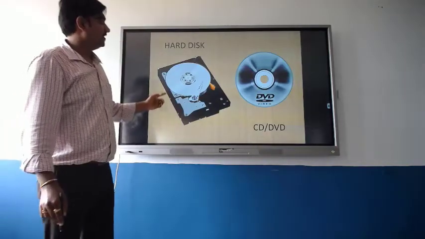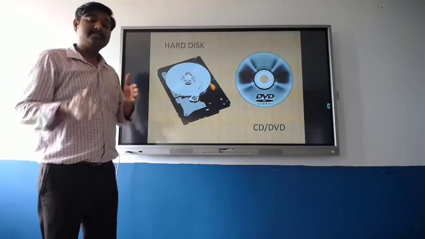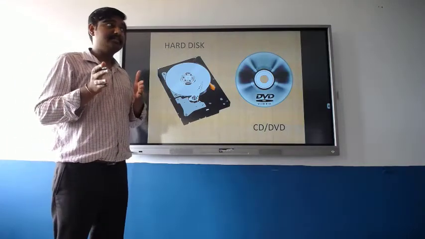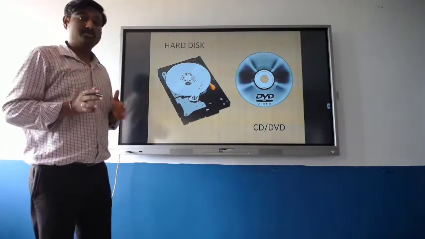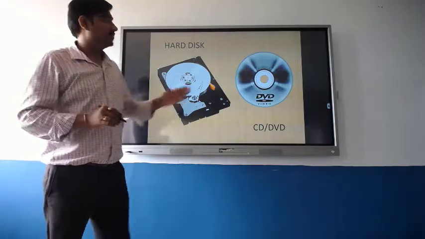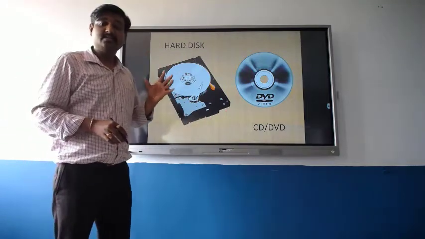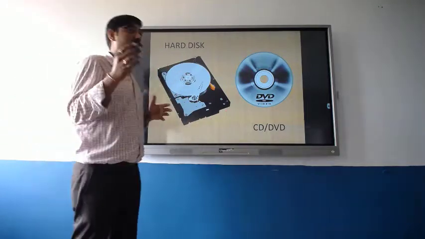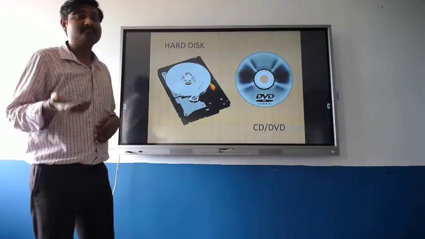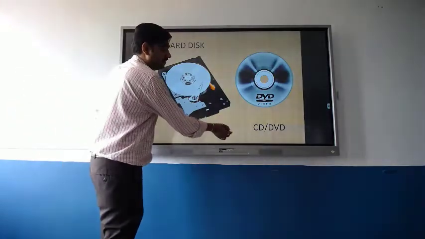So first one is hard disk. Hard disk is present inside the CPU box, which stores all the data of the computer. Next we have a CD and DVD. Many of you have seen the CDs and DVDs, right? So in that you can store your data, your photos or videos or games, whatever it might be. The data you can store it and preserve it for later use.